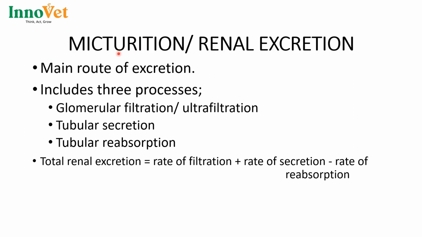Micturition, the main route of excretion, occurs in three processes: glomerular filtration, also called ultrafiltration, tubular secretion, and tubular reabsorption. The total renal excretion of a drug equals the rate of glomerular filtration plus secretion minus reabsorption. The reason we subtract reabsorption is that we are aiming at eliminating the drug from the body, but reabsorption takes the drug back into the body. That's why we subtract.